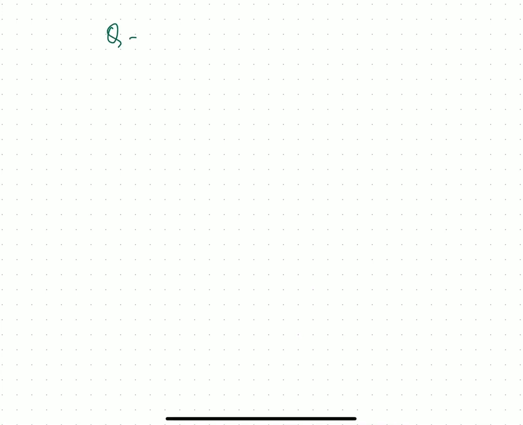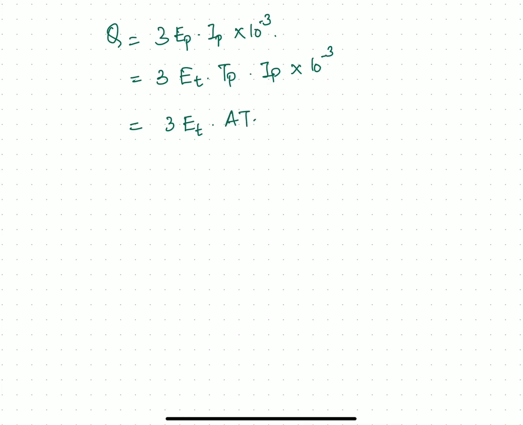And we know that the power in a three-phase core or shell type transformer is given by 3 EP IP into 10 to the power minus 3, and then we replace this EP by ET into TP into IP into 10 to the power minus 3, and then we write 3 ET times AT times 10 to the power minus 3, where TP IP is replaced by the ampere turns, and then we write 3 ET times delta kW AW by 2 into 10 to the power minus 3.